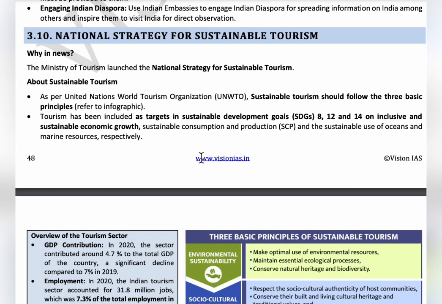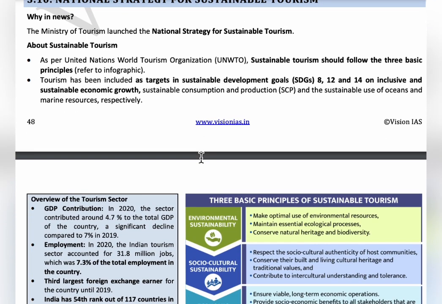Next is the National Strategy for Sustainable Tourism. To bring sustainable development in tourism, like safeguarding nature and using carbon neutral resources, the Ministry of Tourism has launched the National Strategy for Sustainable Tourism. The three basic principles are environmental sustainability, which includes conserving natural heritage and improving environmental conditions; socio-cultural sustainability, which is conserving and understanding different cultural and traditional values; and economic sustainability, which means contributing to poverty reduction and providing long-term economic operations.